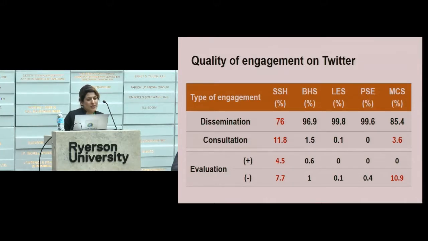And for evaluation, we have positive evaluation in social sciences and also negative ones, but as you see, most negative evaluations of research articles on Twitter are in mathematics and computer science. We have a little bit of consultation also in mathematics and computer science. But mostly, as you see across fields, most of the tweets are just about disseminating and distributing the research article.